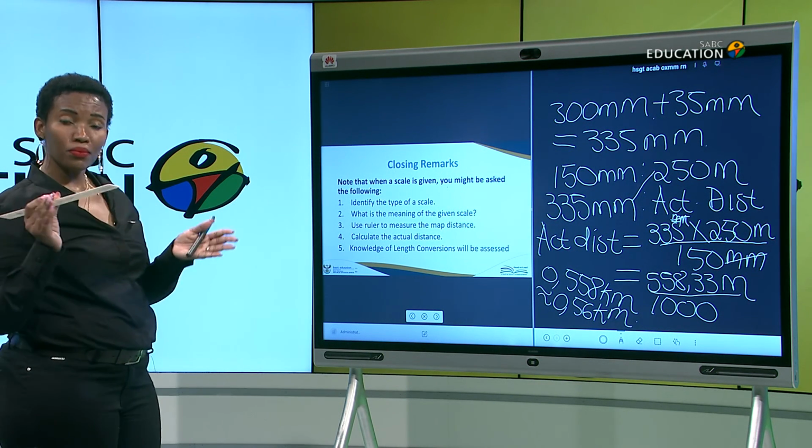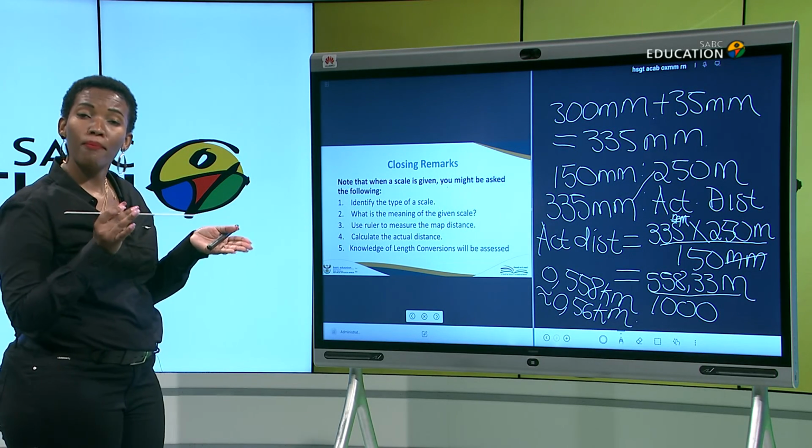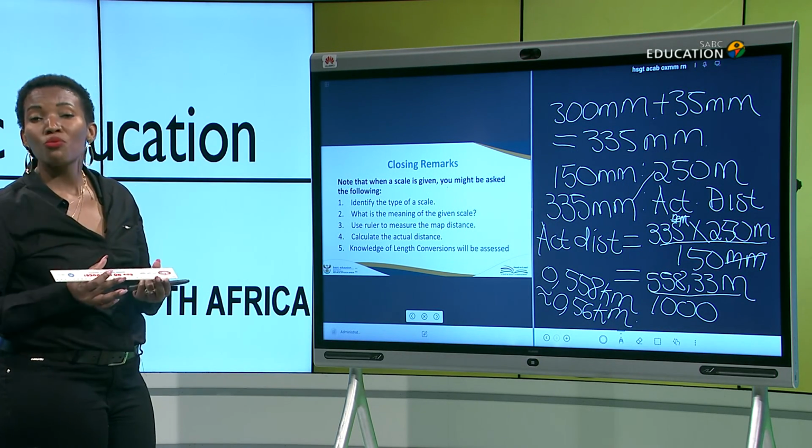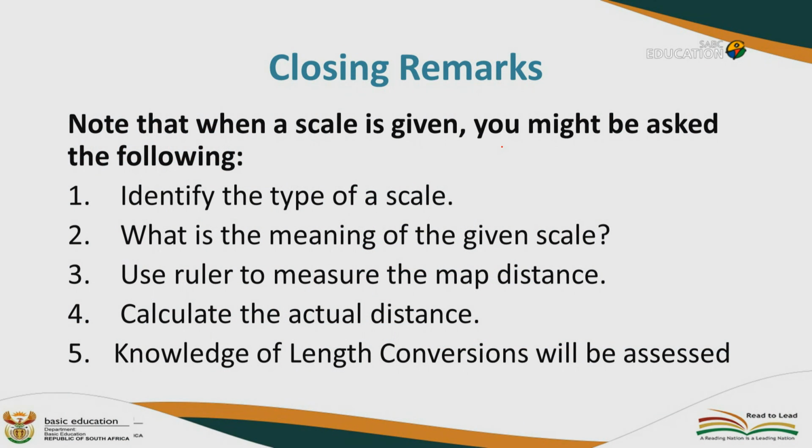And then, again, when a scale is given, be it a bar or a number scale, expect to be asked to calculate the actual distance. And lastly, your knowledge of conversions, learners. You've seen every single question. When we do the actual distance or the map distance, we need to apply our knowledge of conversions, and you are expected to know that by heart in grade 12. So this is the end of our scale section.